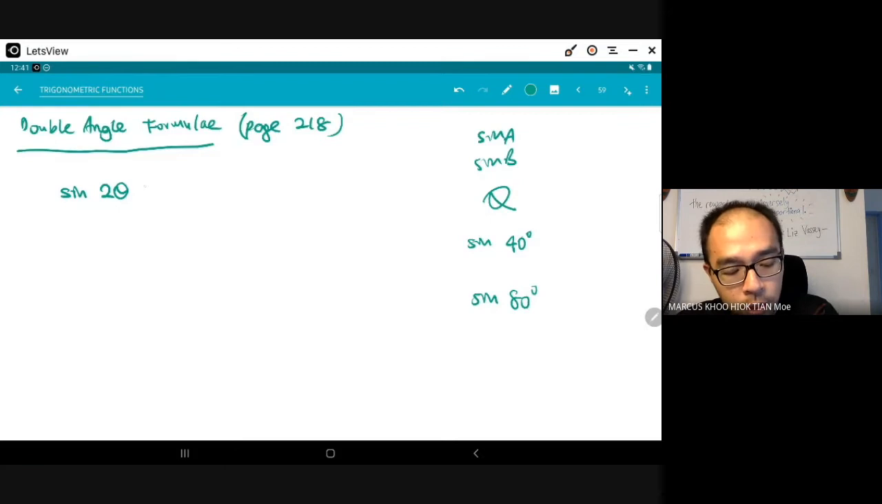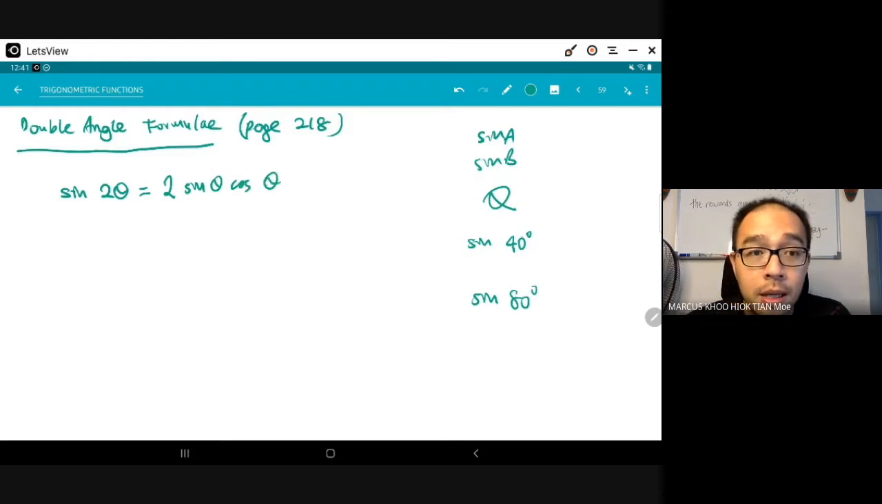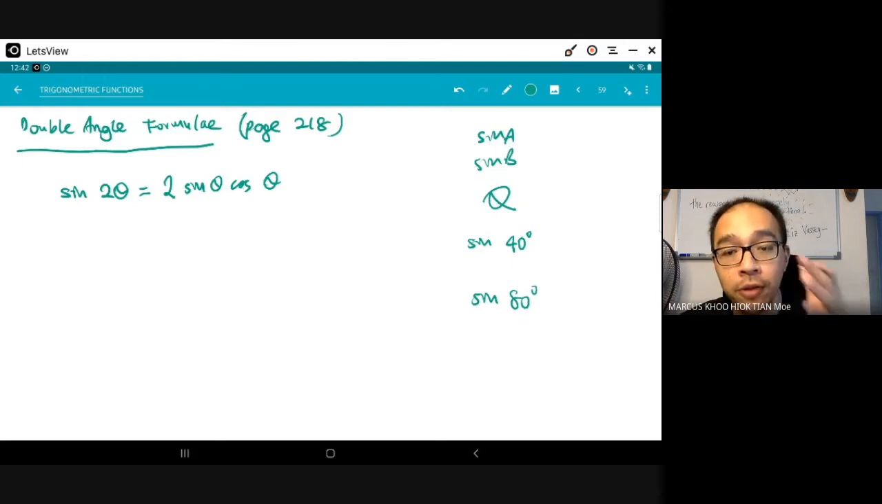The formula for sine 2 theta is very simple. It's 2 sine theta cos theta. So it's a formula that we can use. And again, we need to be very fluid with this. It can be from right to left, it can be from left to right. We have to learn to be fluid with this, especially when we're talking about proving identities.